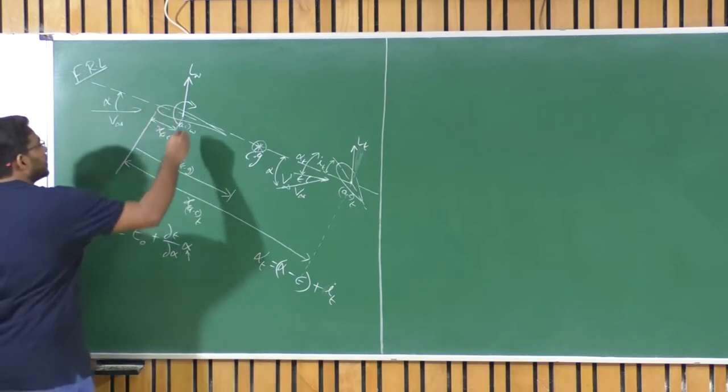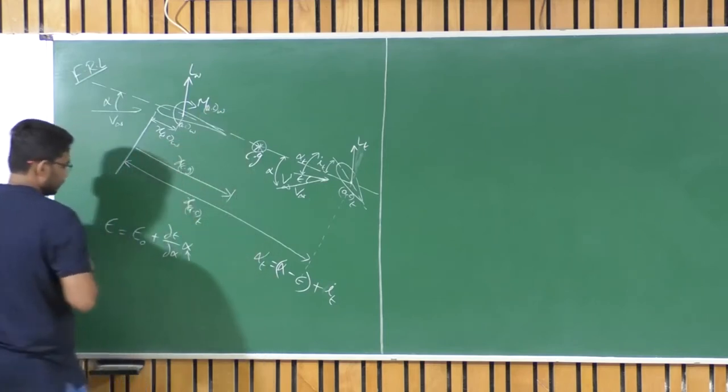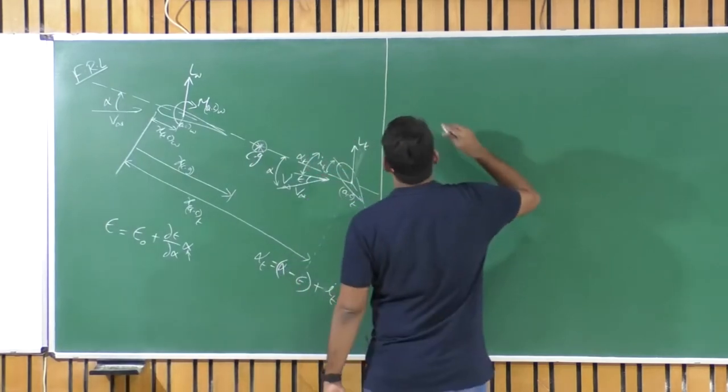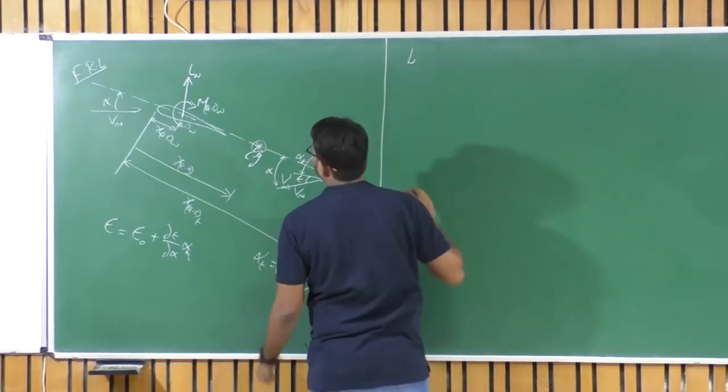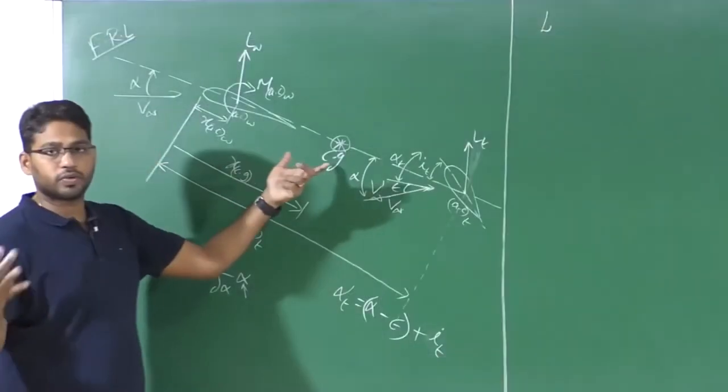Since it's symmetric, the aerodynamic center of the tail is zero, so the tail contributes towards the moment. The moment is due to the tail, which is L of T times the distance between the CG and the AC of the tail, X_AC of tail minus X_CG.